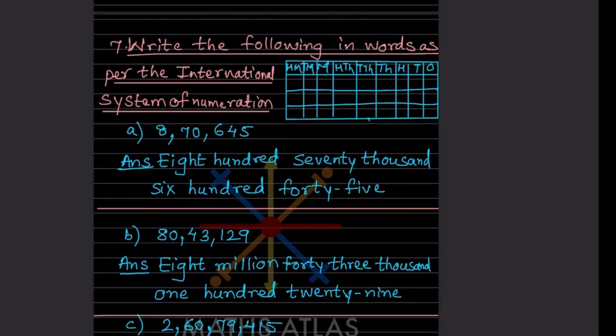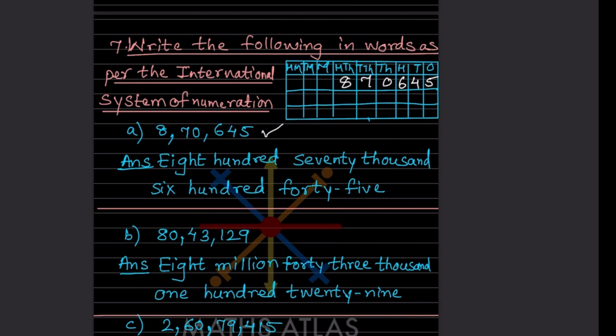That write the following in words and as per the international system. Okay, so this in words. What are you going to write over here? So now look at here. First, what will you do over here? Directly, this number, whatever is there, you are going to just write it in the reverse order: 5, 4, 6, then 0, 7, and this is 8.